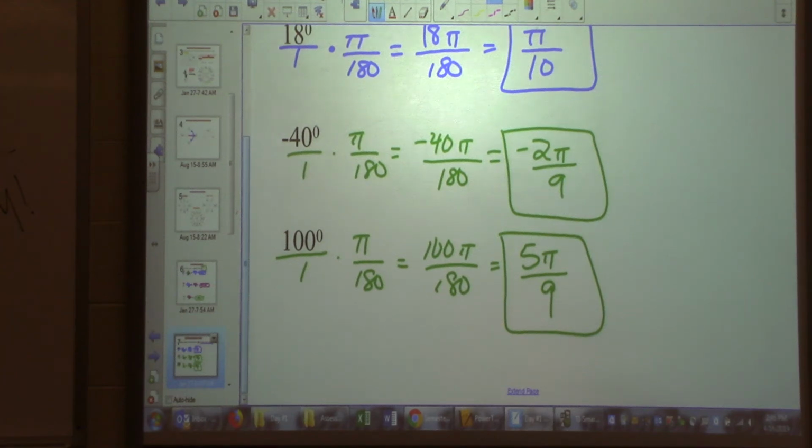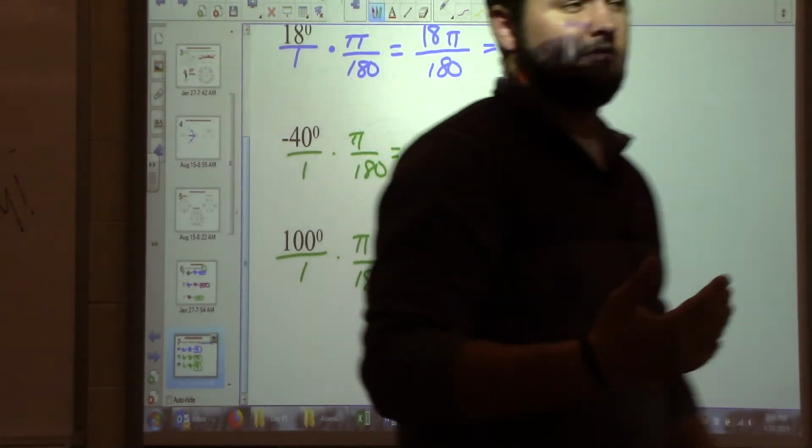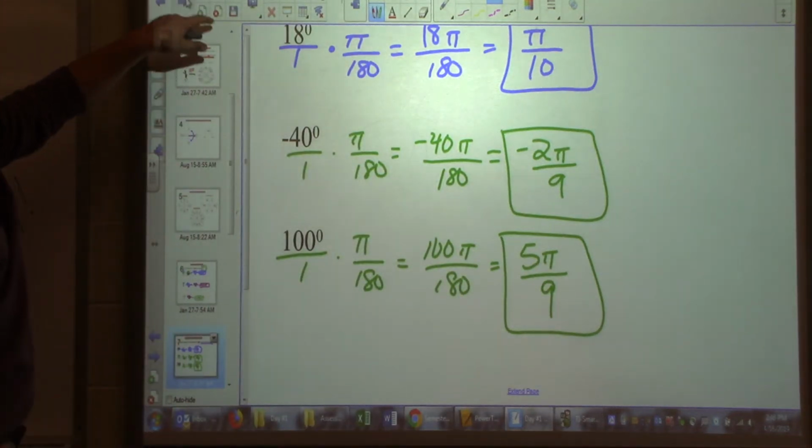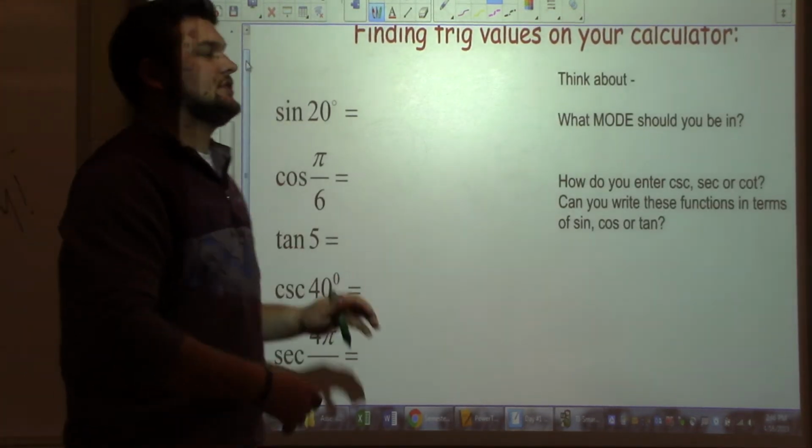Any questions about going radians to degrees, degrees to radians? Pretty easy, right? Alright. Get your calculators out. Finding trig values in your calculator.